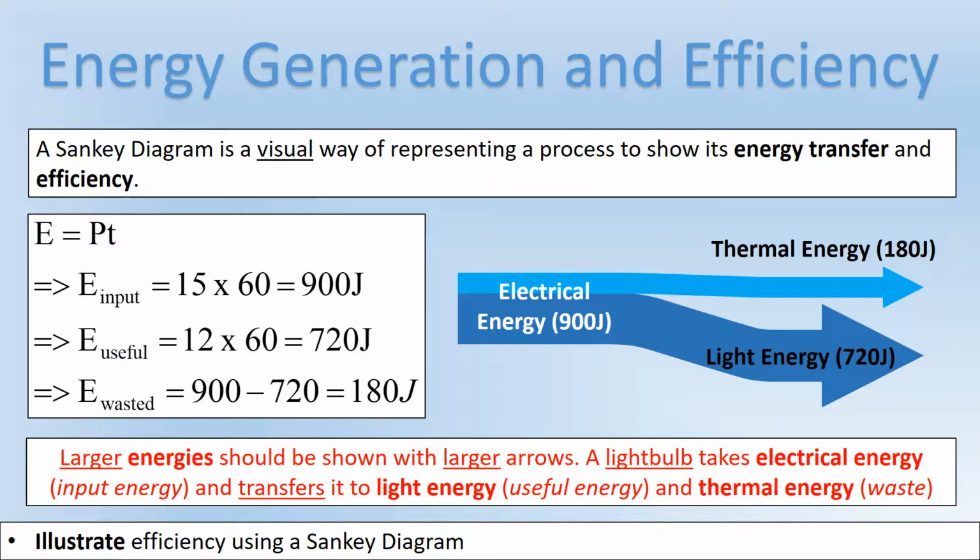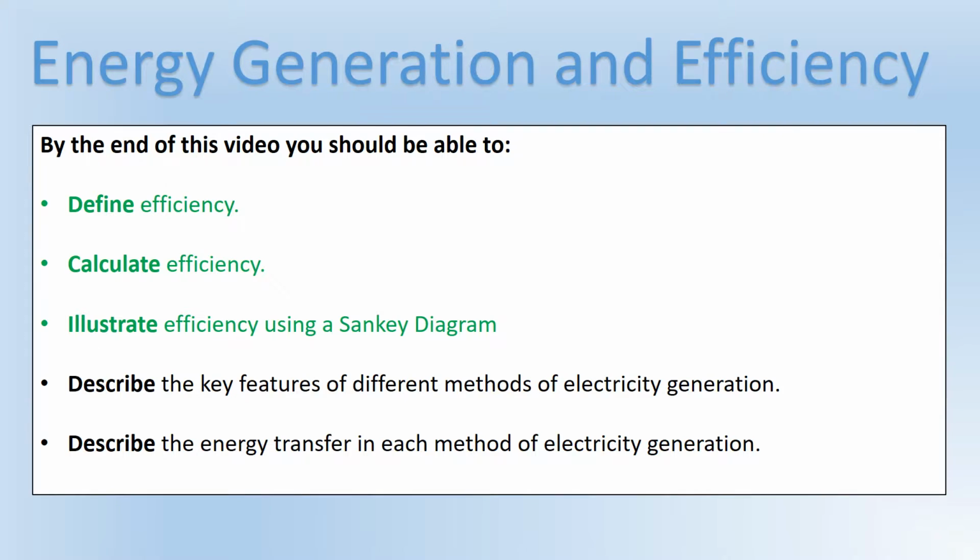So you can see because that's a smaller value, it has a smaller arrow there. So this is how we can represent energy transfers and efficiency using a Sankey diagram. We do it with the values and the size of the arrows there. Okay, so that's how we actually illustrate efficiency using a Sankey diagram.